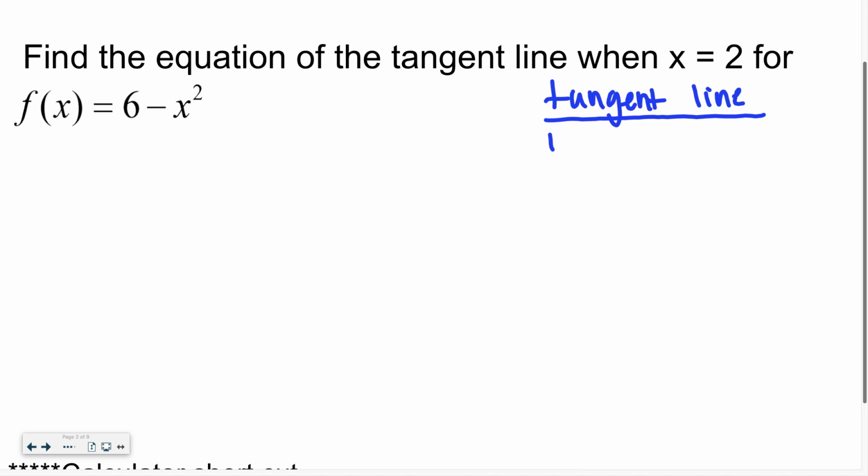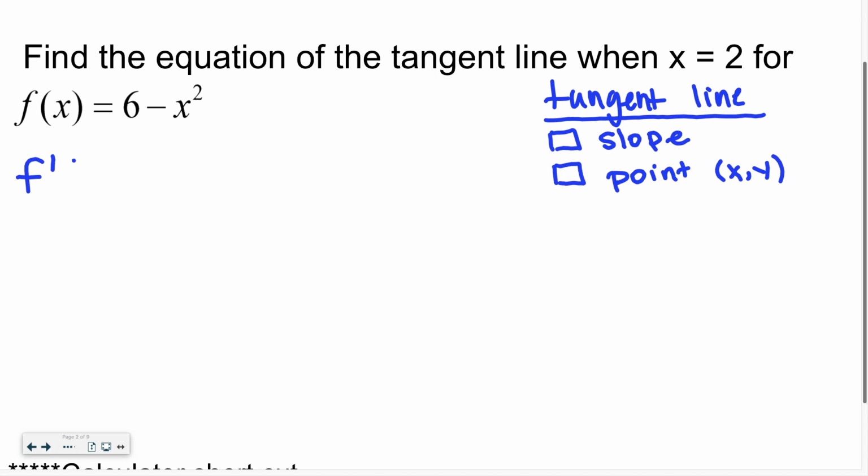As a reminder, you need two things. You need slope and you need a point in order to write your tangent line equation. Right now we have neither of those things. Which one would you like to take care of first? In order to find slope, what do we need to find first, Max?